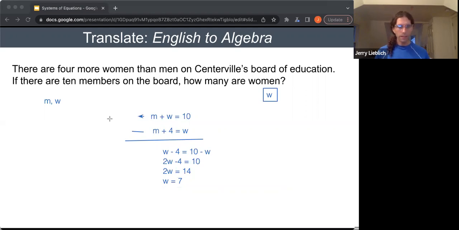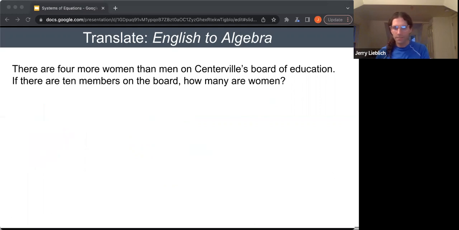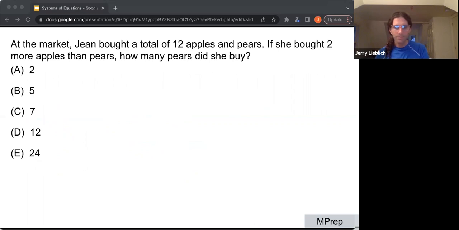Now, I could also do this with substitution instead. Call it M equals 10 minus W, and then plug that into this other equation. Call it 10 minus W plus 4 equals W. So we get 14 minus W equals W. 14 equals 2W. 7 equals W. I don't know which is easier in this case. It's kind of dealer's choice, I'd say. But again, you want to be good at both of these so that you can choose the one that's going to be easiest for you. All right, let's try another. Send me your answer when you've got it.